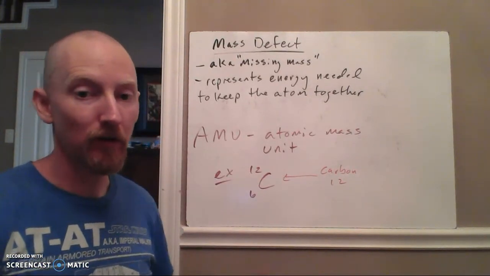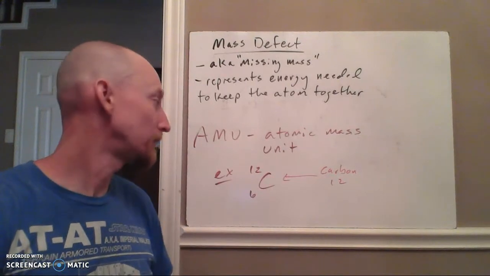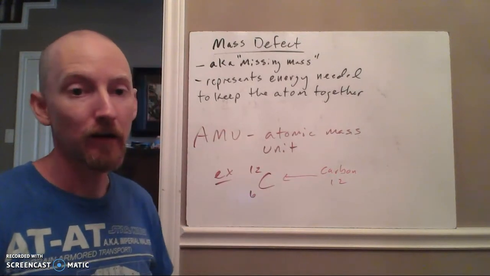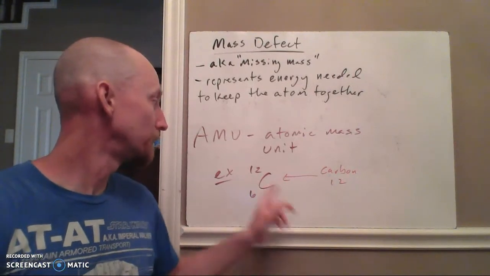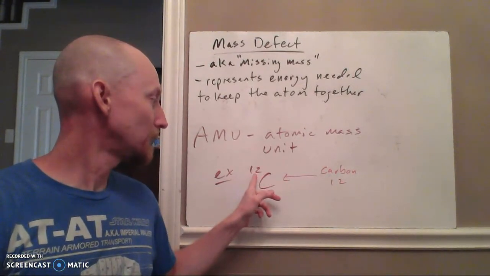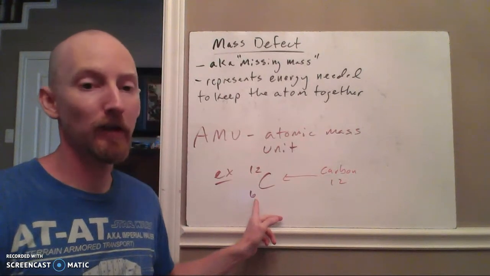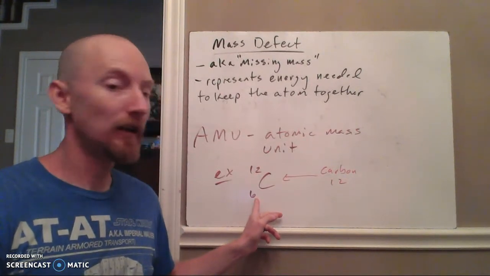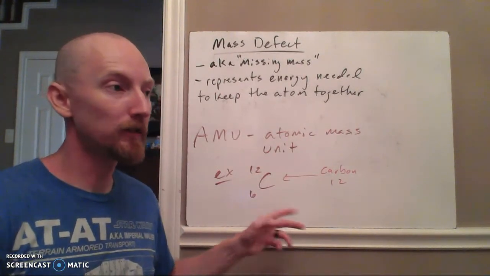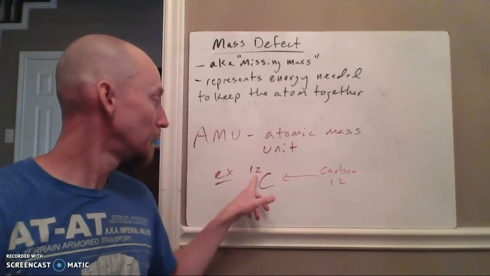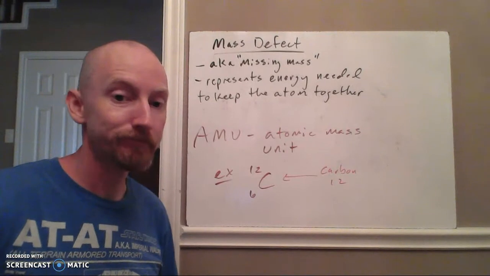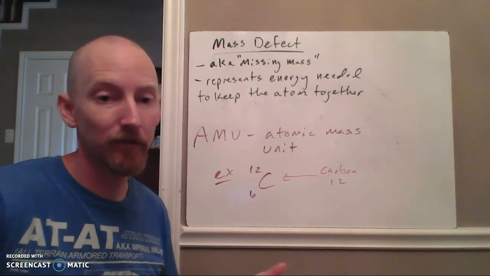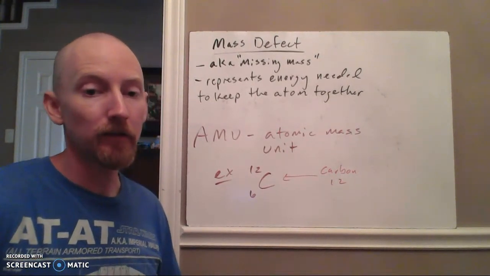Oftentimes people will use carbon as a good example, so I'm probably going to do that here. A lot of people like to use carbon-12. Carbon-12 is called carbon-12 because it has 6 protons, that's what makes it carbon, and then it also has 6 neutrons in the nucleus, and so 6 plus 6 is 12, so we call that carbon-12. Carbon-12 has a mass of essentially 12.